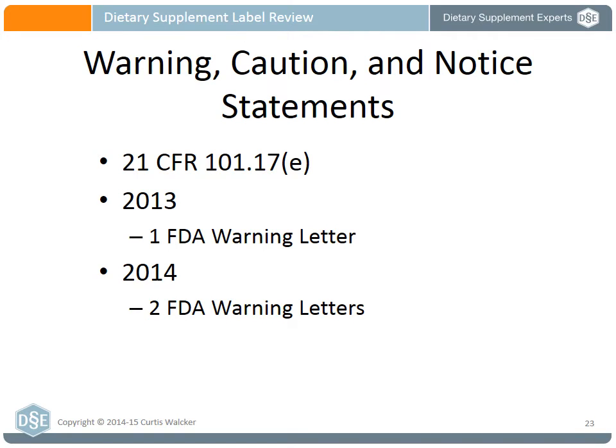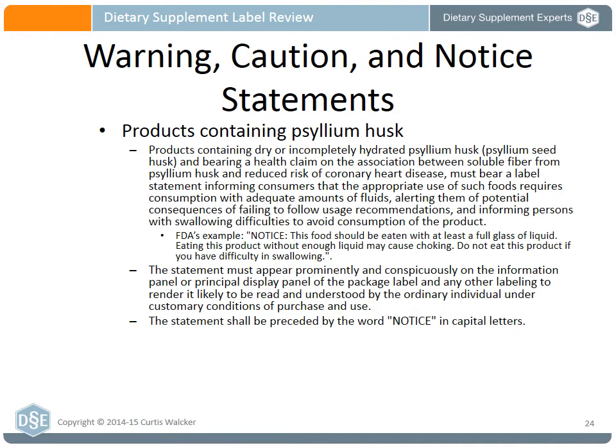The regulations for the iron product warning statement can be found in the food labeling regulations under 21 CFR 101.17E. Between 2013 and 2014, the FDA issued warning letters to 3 dietary supplement companies for not complying with these regulations. The next notice statement is for products containing psyllium husk.